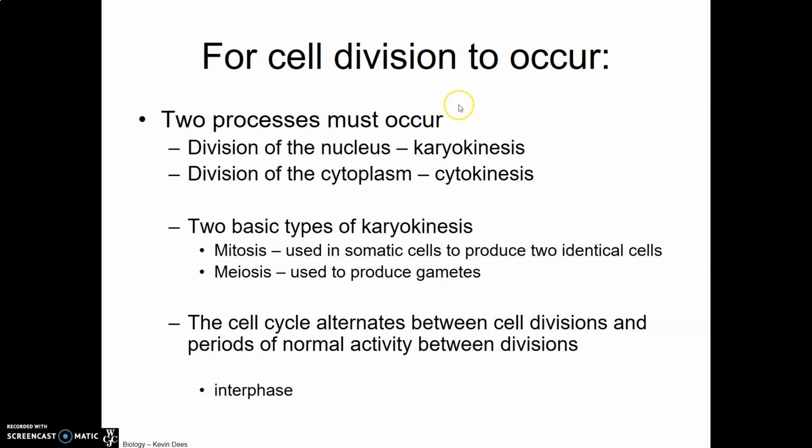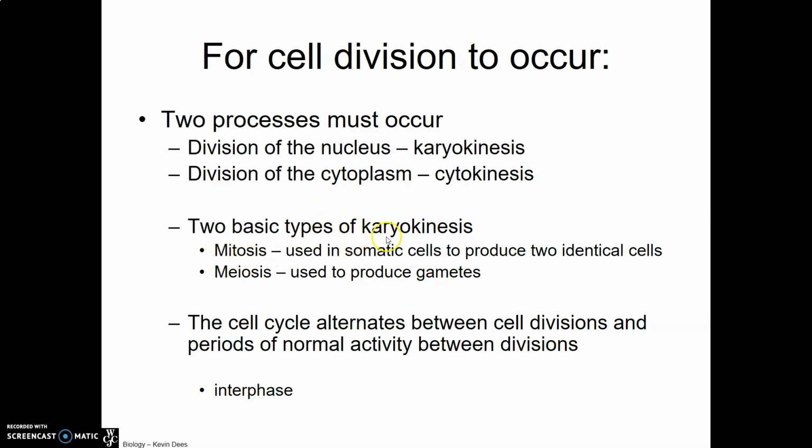Now, for cell division to occur, there are really two steps. The first step will be the division of the nucleus, and this is called karyokinesis. Recall that the word root karyo refers to nucleus, and the word root for moving is kinase. The second step is the division of the cytoplasm. This is known as cytokinesis, literally the movement or the division of the cell. Cyto refers to cell.